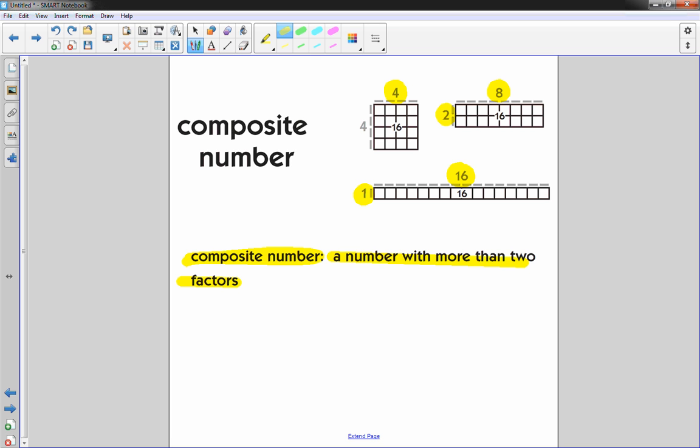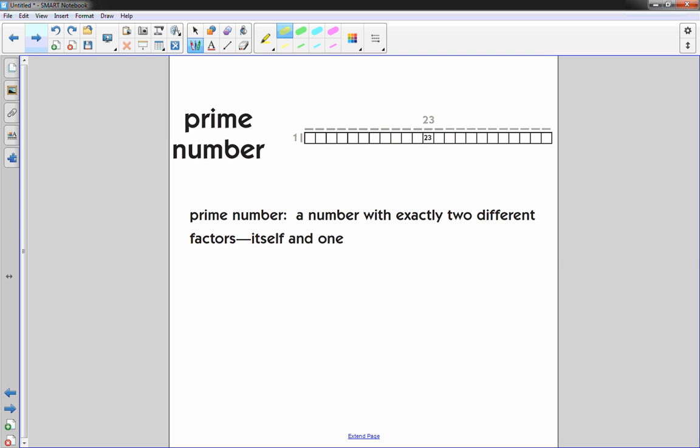Moving right along. A prime number. Prime numbers are really interesting numbers in math because a prime number is a number with exactly 2 different factors, itself and the number 1.